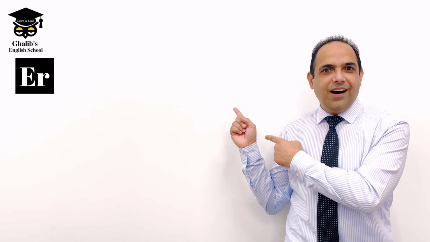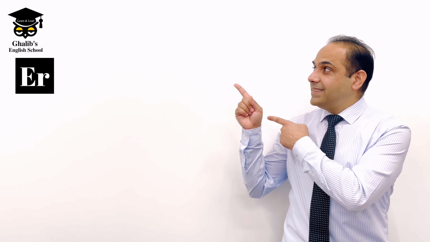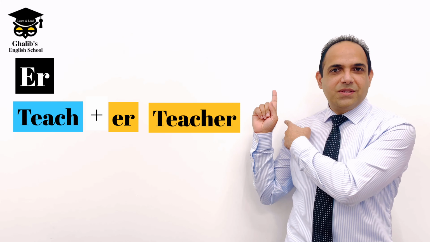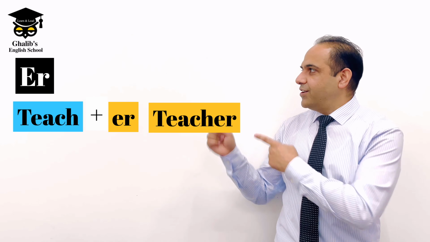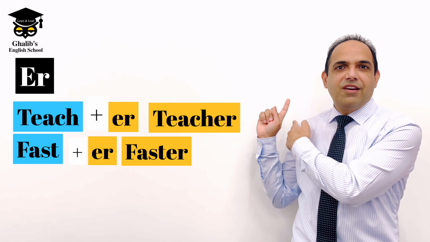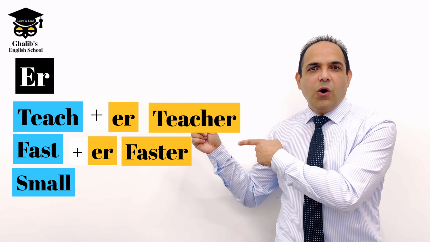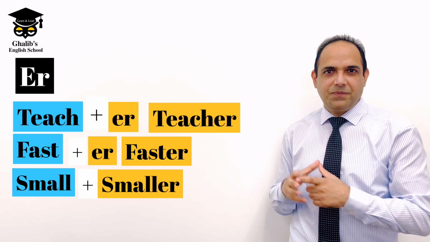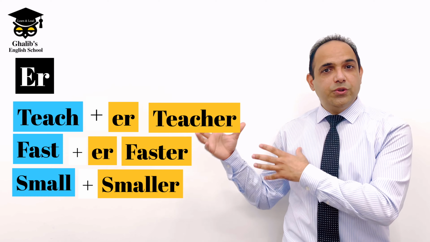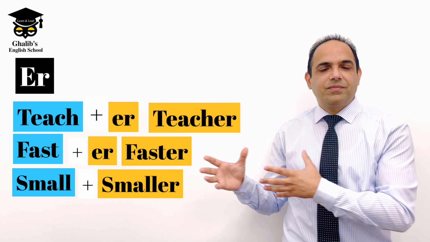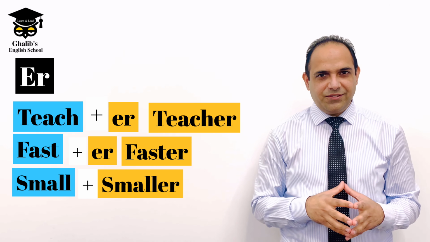Next one is -er. If we add -er at the end of certain words, it changes their meaning. Teach becomes teacher. Fast becomes faster. Small becomes smaller. This is how we use suffixes in adjectives, comparatives.